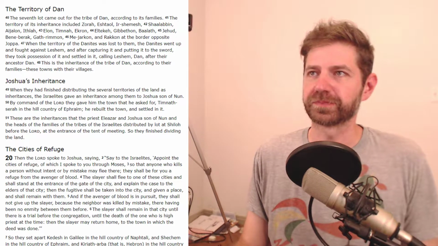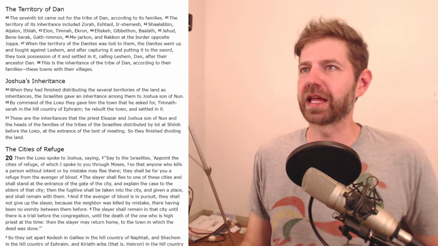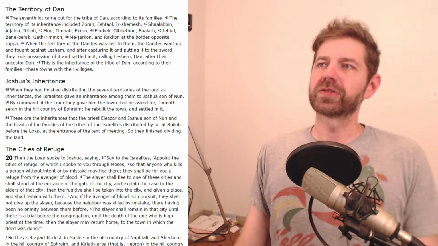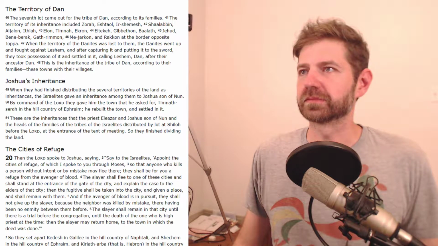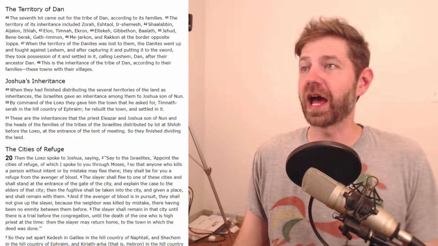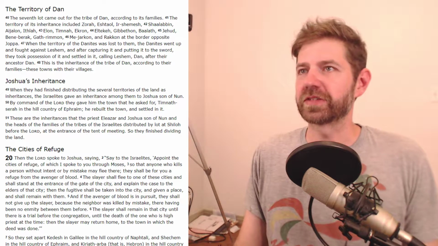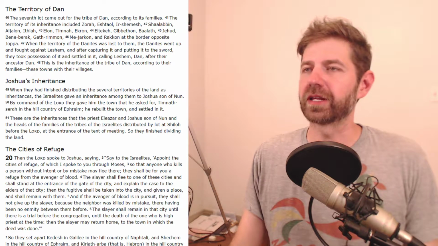When they had finished distributing the several territories of the land as inheritances, the Israelites gave an inheritance among them to Joshua son of Nun. By command of the Lord, they gave him the town that he asked for, Timnath-serah, in the hill country of Ephraim. He rebuilt the town and settled in it.